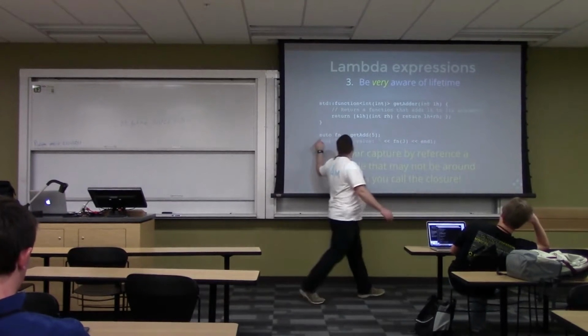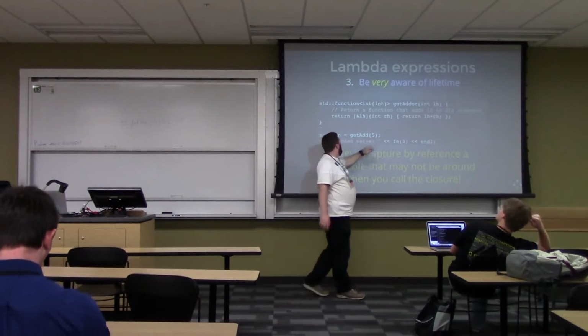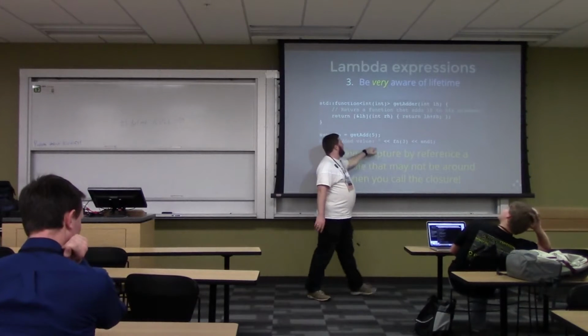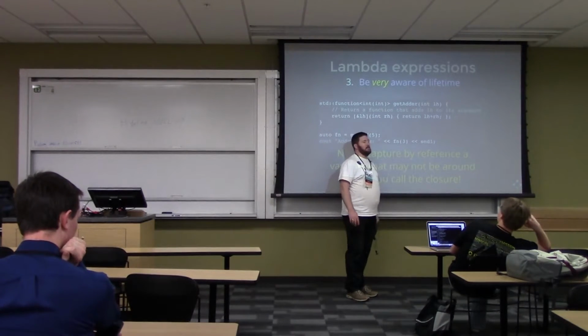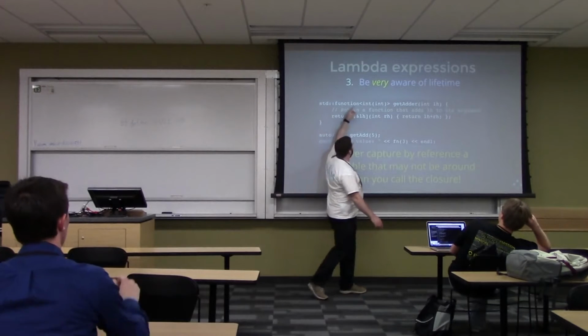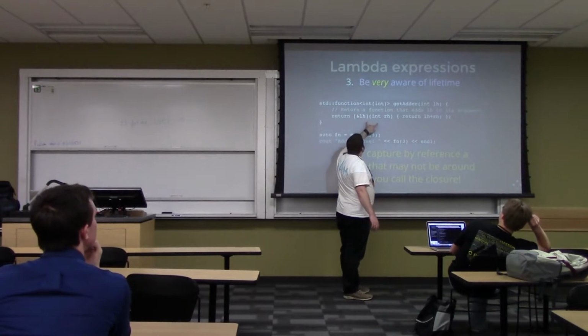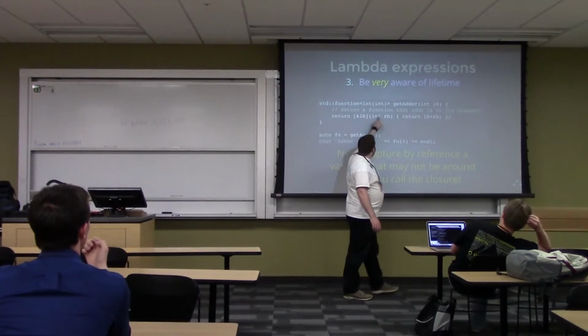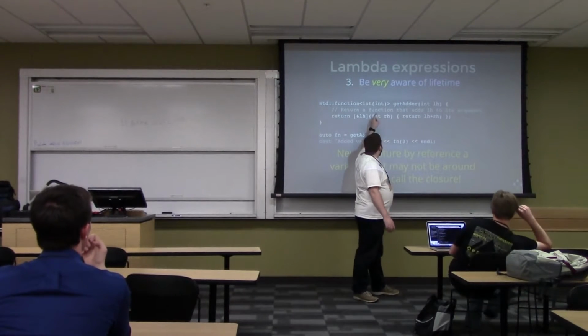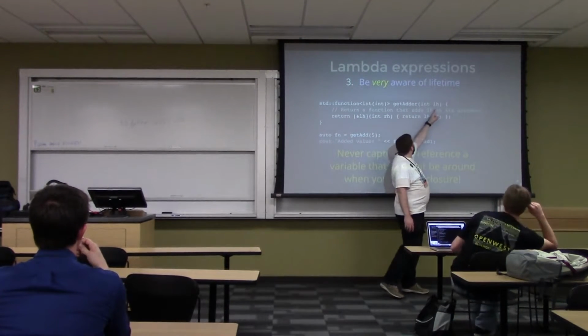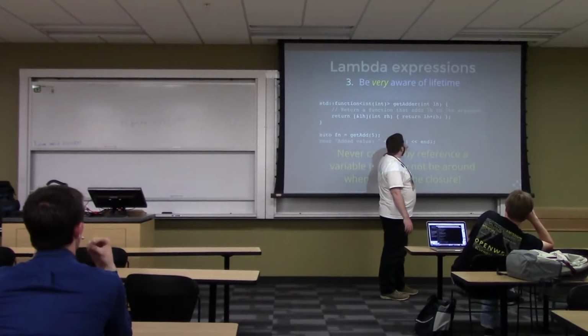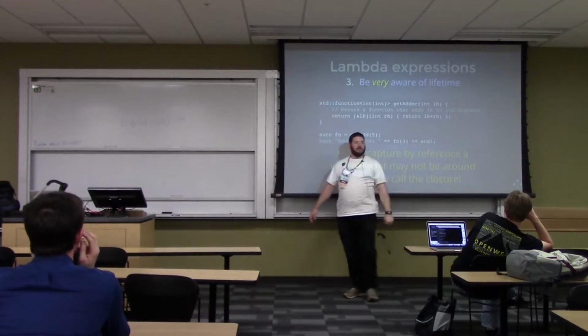Then here we say auto function equals get adder 5. Then we print out, I added the value function 3. Right? So that should call function. So that here creates, passes it in here, creates a lambda with 5 in left hand, right? So when I call function 3, it should return 5 plus 3, right?